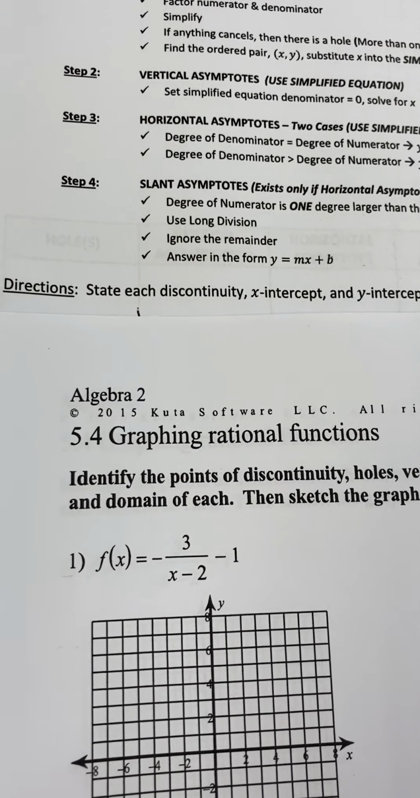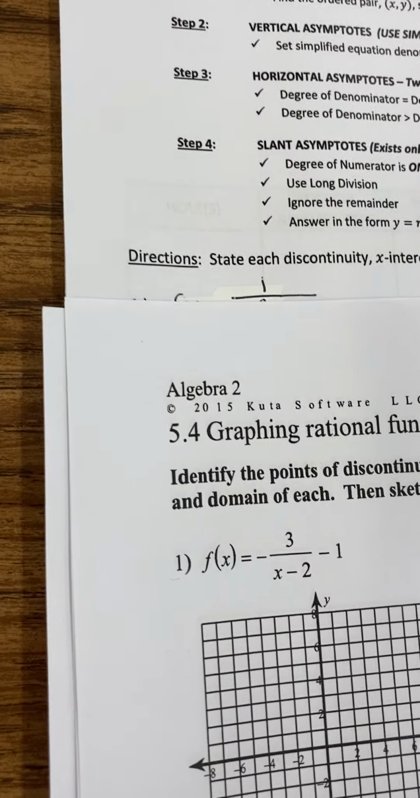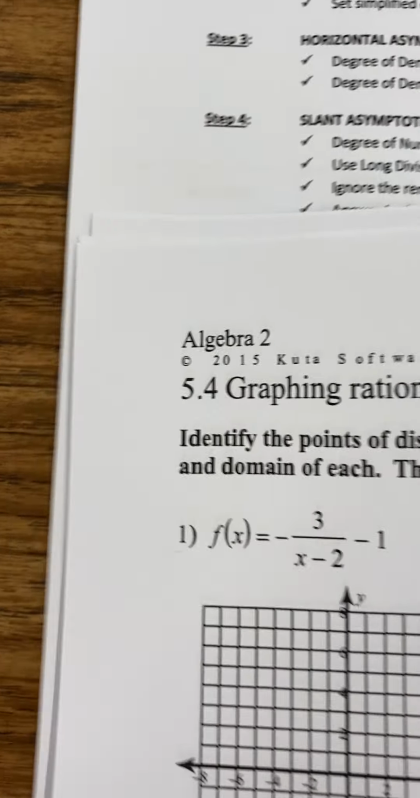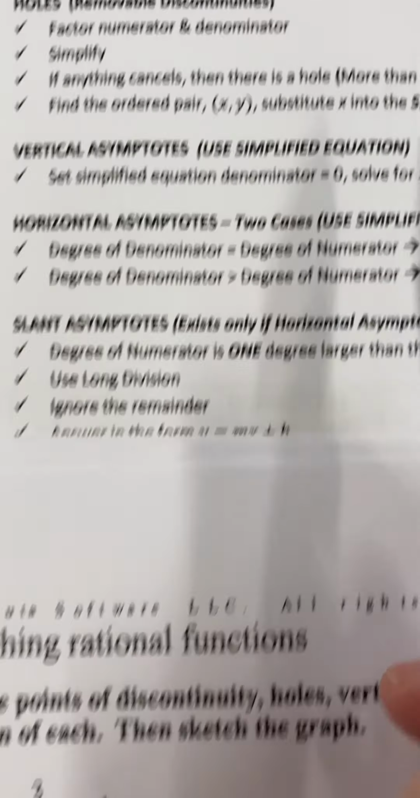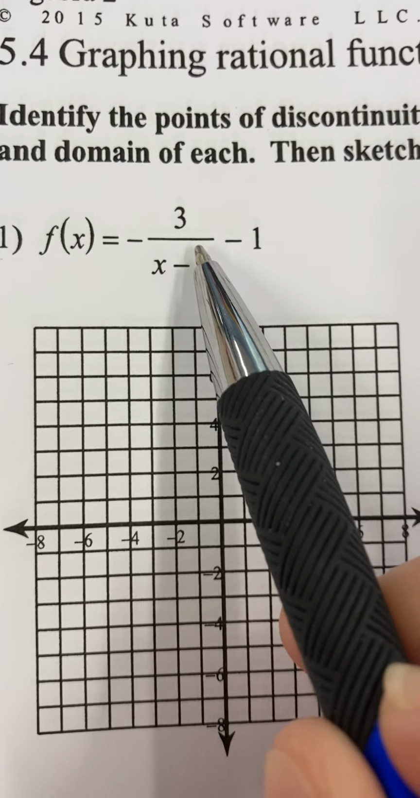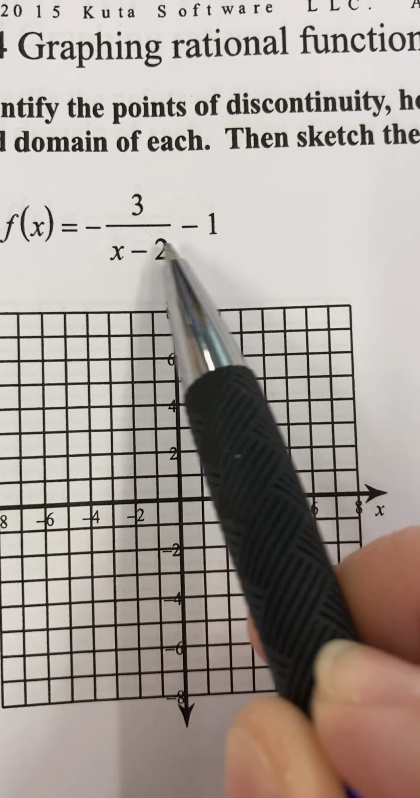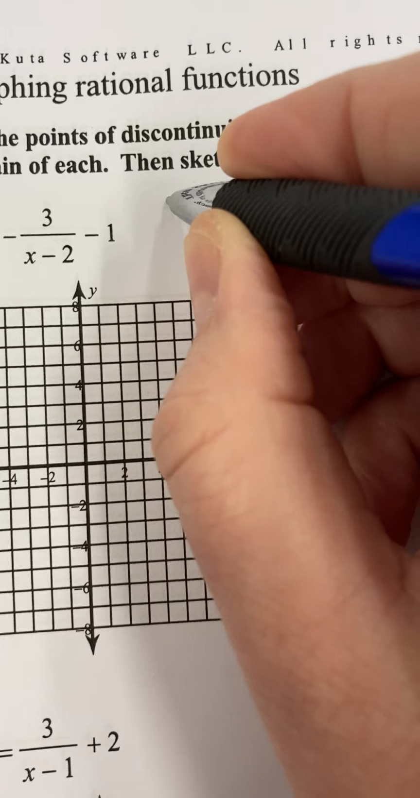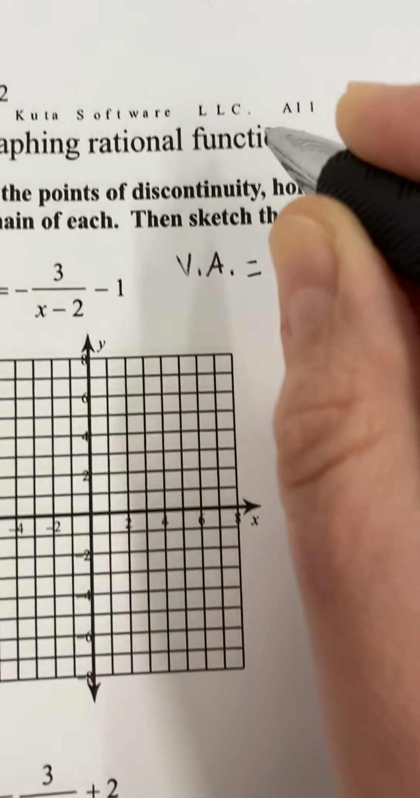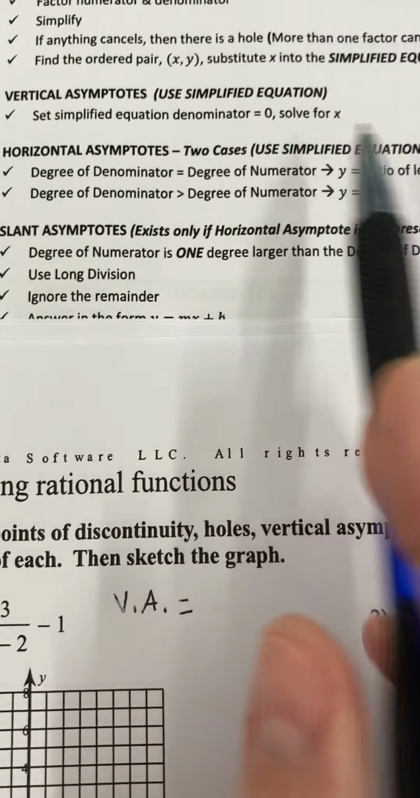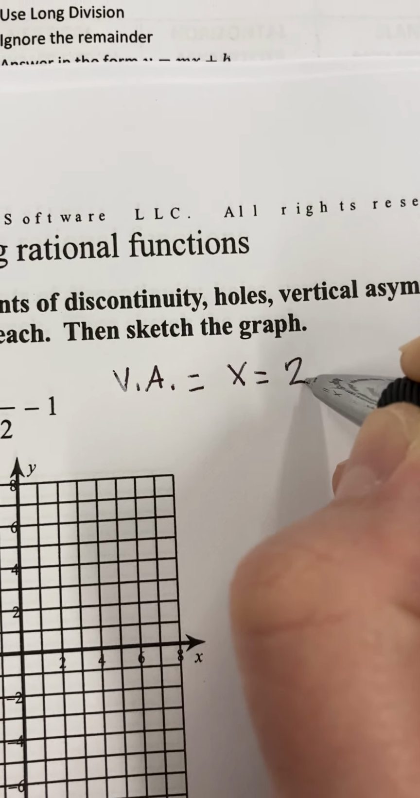Okay, so let's go through this one right now. The first thing we need to do is look down. We are going to find our vertical asymptote, so you set the simplified equation's denominator equal to 0. On this particular equation, you are going to set this equal to 0. So you would set x minus 2 equal to 0, so at 2 you're going to have a vertical asymptote. Verticals are up and down, so you're going to have it when x is equal to 2.